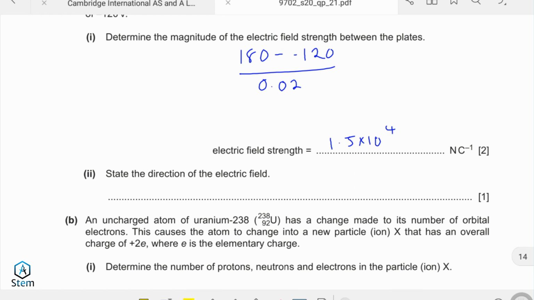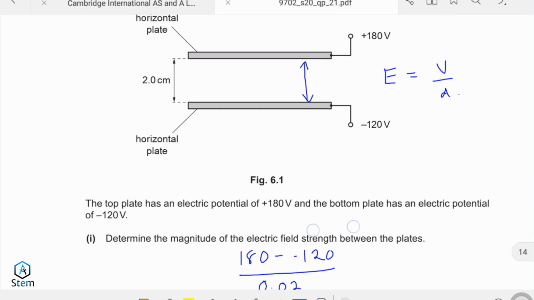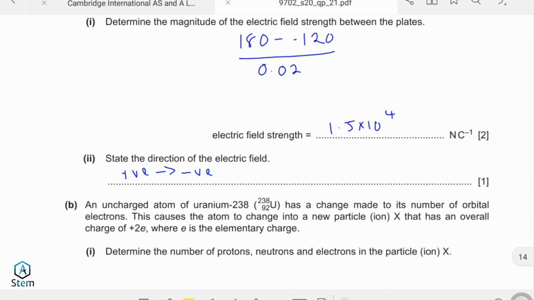Then state the direction of the electric field. It always flows from the positive to negative. So in our diagram, it will be from top to the bottom. This might have been easier if we had been asked to just label between the plates there, but it is what it is.